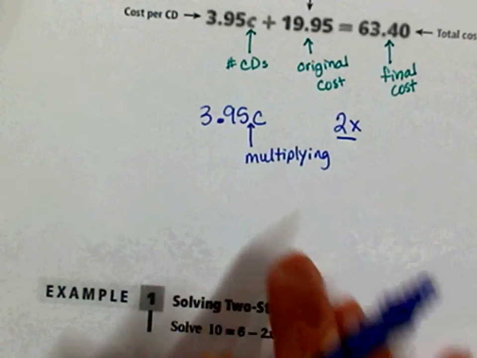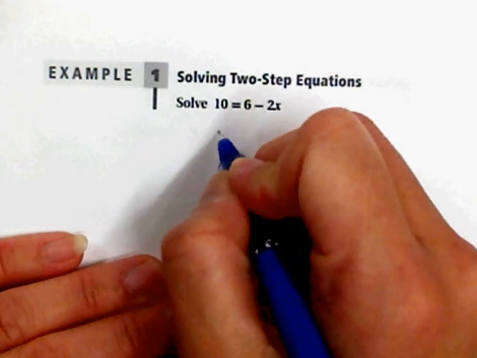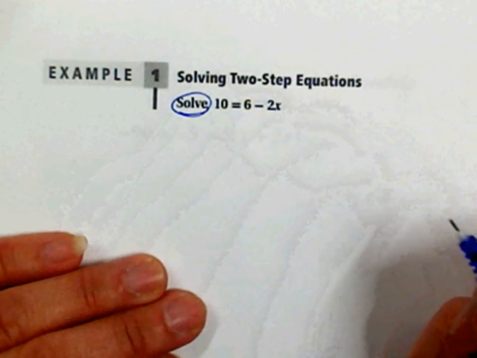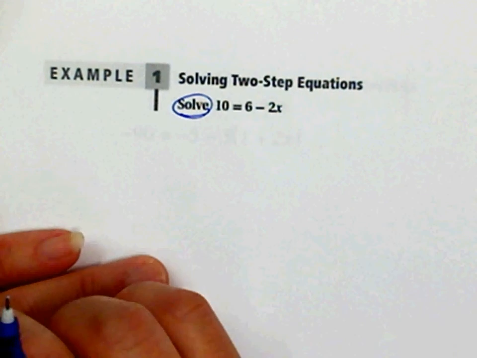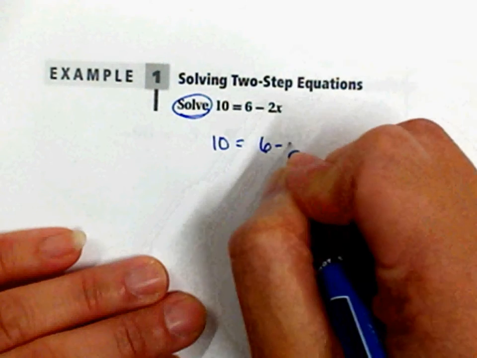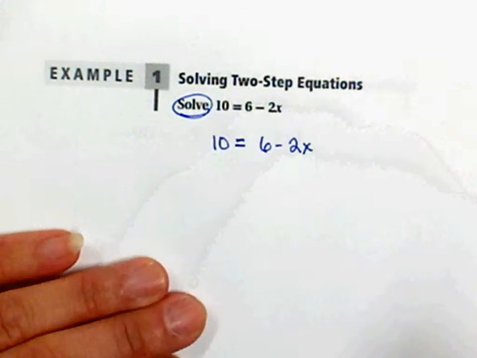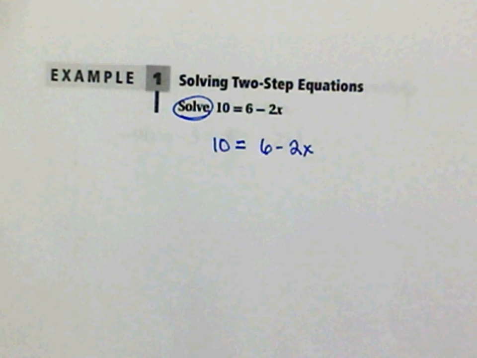Number 1, let's look at this. It says, solve. Why is it solve? What do you have to make it solve? You have an equal sign. So 10 equals 6 minus 2x. Okay? So let's take a look. I wish I had an orange. Oh, I have a blue. Nice. Okay. Look at the left side.